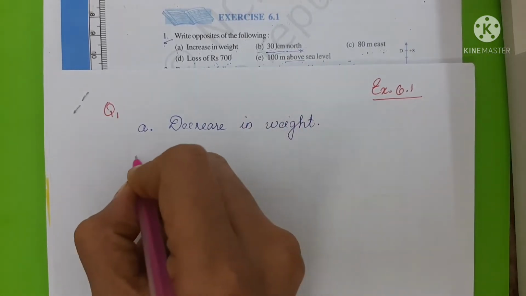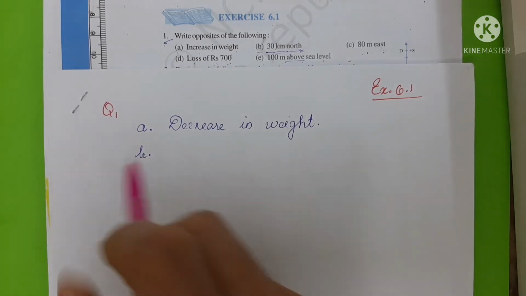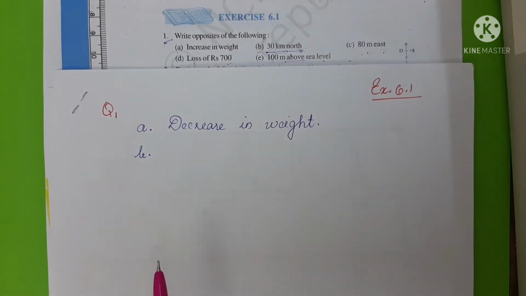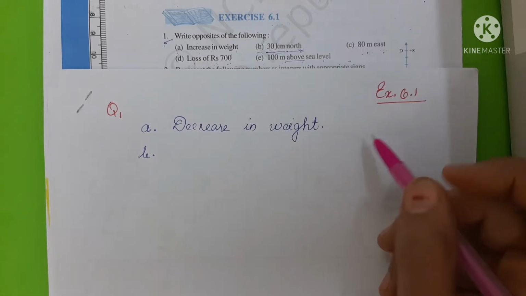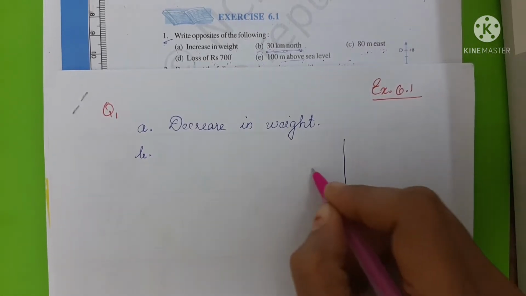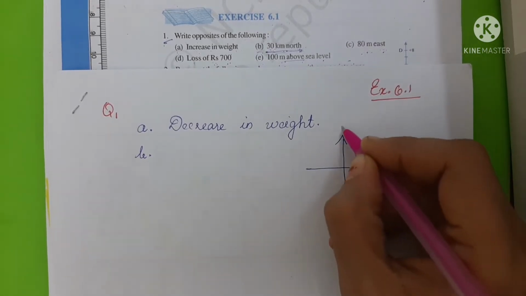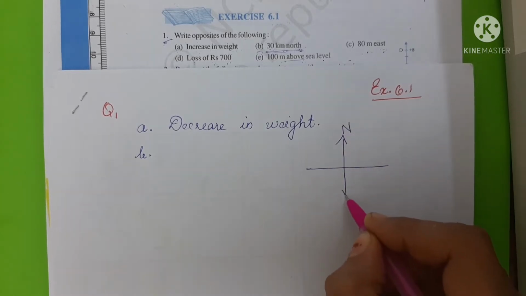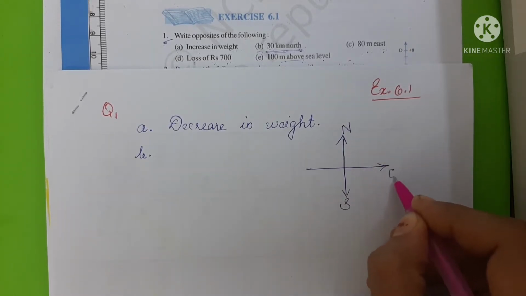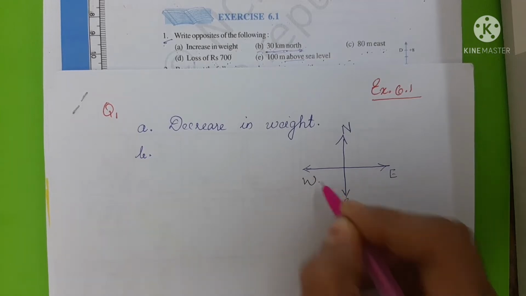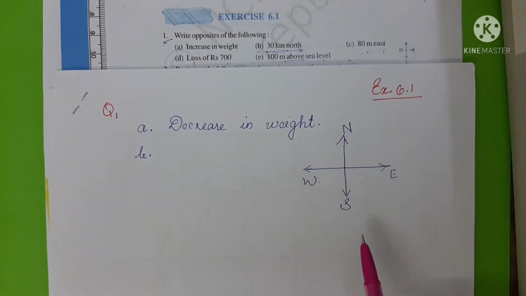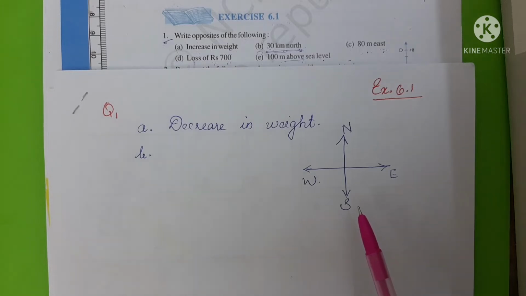Second question, or B, 30 km north. In this question, the keyword is north. So we can find the opposite of that keyword. Before that, I will show one figure showing the directions. North, this is south, this is east, this is west. You learned this from geography classes.